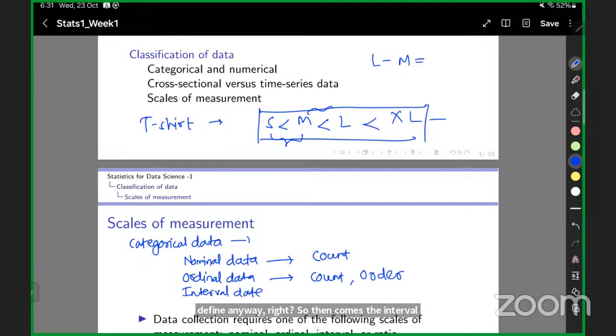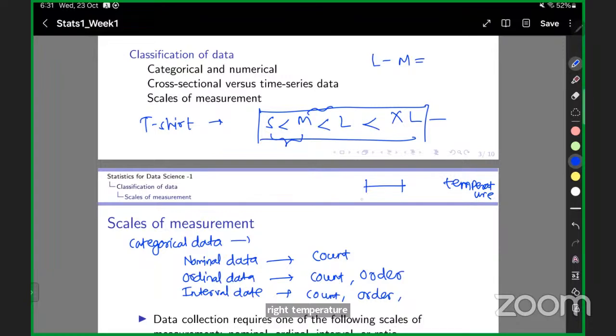Interval data says that okay, now what you can do is you can definitely count them. You can order them also, but there's another thing you can do now. There is a fixed interval between them. So these two points, whatever is written here, the good example generally is temperature, right? Temperature.